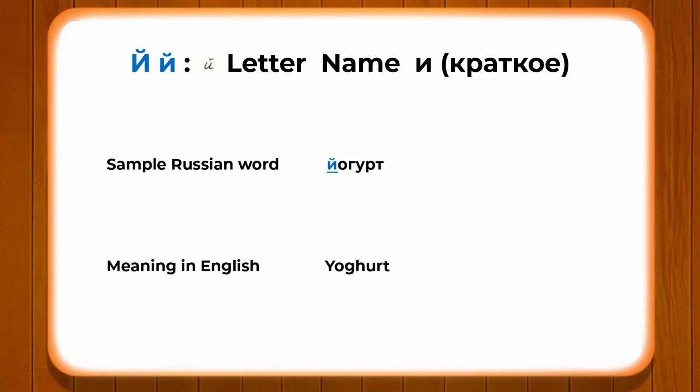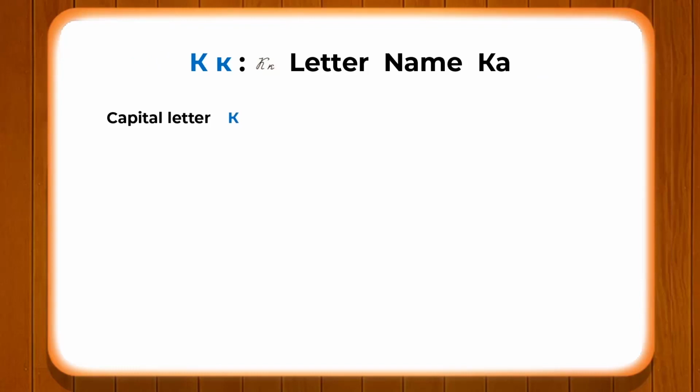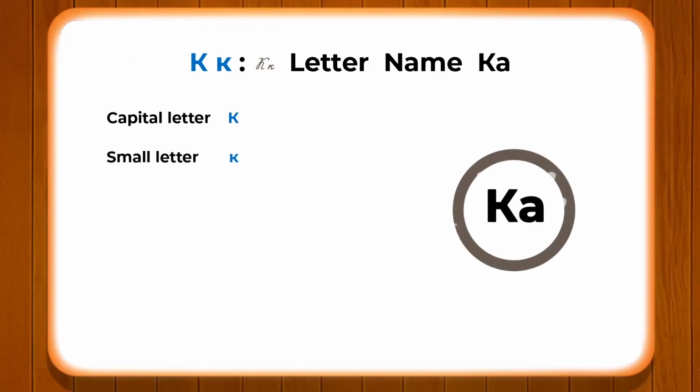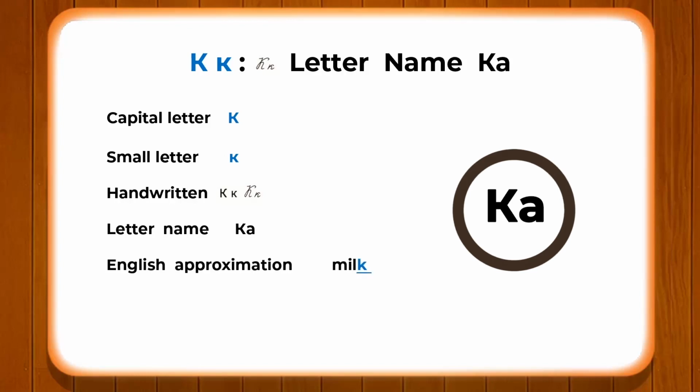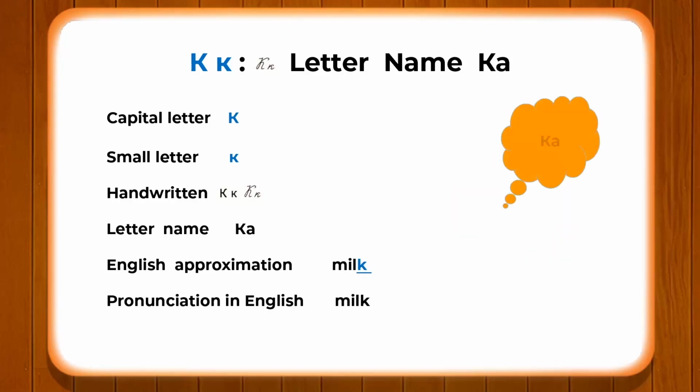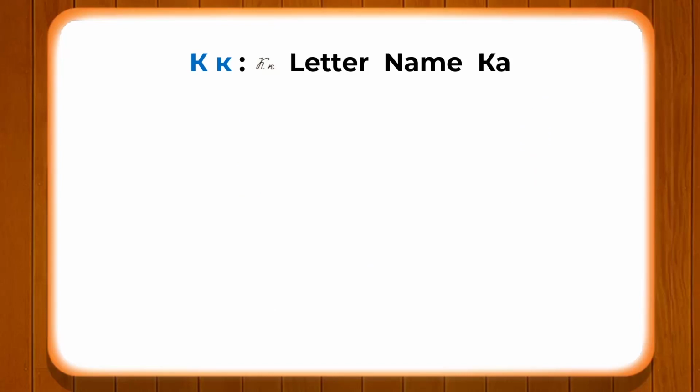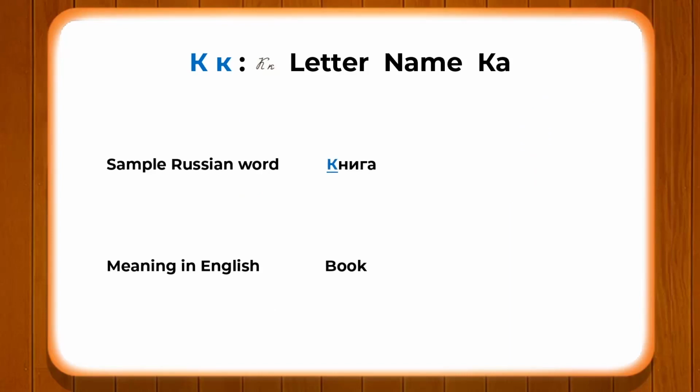Now let's look at this letter. The letter is ka, and for understanding it clearly we have used the English approximation word milk, ka in milk. Likewise, we have used a sample Russian word so that you have a fair idea about the sound: ka in kniga, which means book.